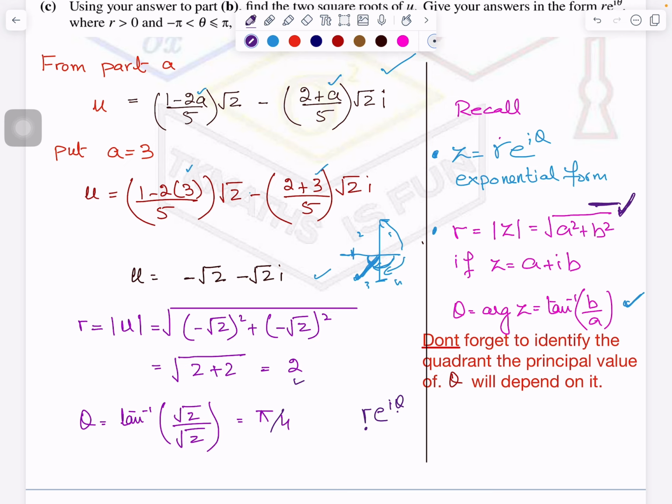So why did I write here, don't forget to identify the quadrant for the principal value? Because mostly students write down this as their answer. This is not their answer, because this pi by 4 is actually this value. But when you're writing in this form, I will call it the general angle, measured from the positive x-axis, right? Again repeating, if it is the third and fourth quadrant, it will be this. First and second, it will be this.